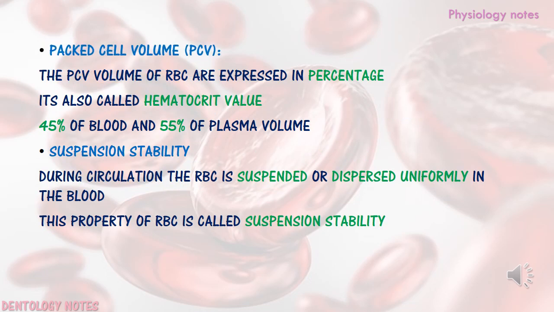Packed cell volume, PCV. The volume of RBC is expressed in percentage. It's also called hematocrit value. 45% of blood is RBC and 55% is plasma volume. Suspension stability. During circulation the RBC is suspended or dispersed uniformly in the blood. This property of RBC is called suspension stability.